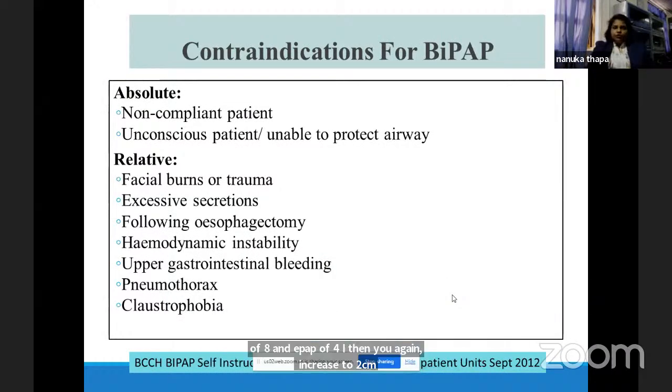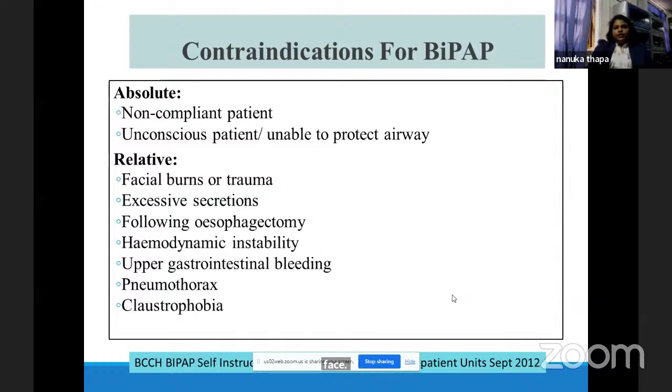Contraindications. Absolute contraindication: a non-compliant patient, because the BiPAP mask has to be tightly fitted on the patient's face. If the patient is not compliant or not willing to keep the mask on the face, it is very difficult to go ahead with BiPAP. Also unconscious patients or patients who are not able to protect their airways, because this is non-invasive, so the patient has to have the trigger.